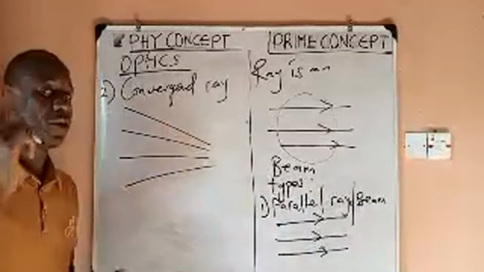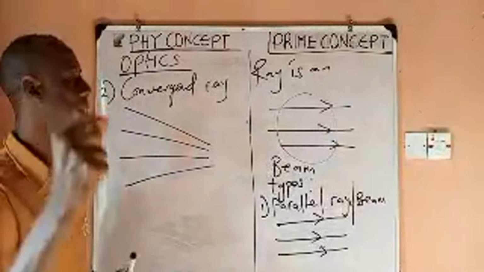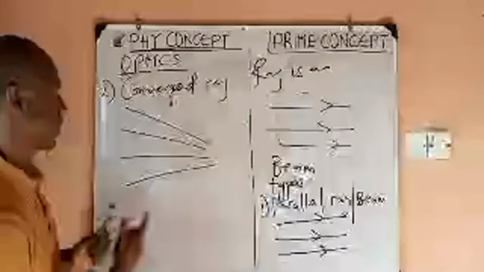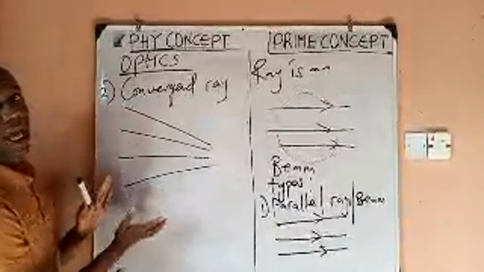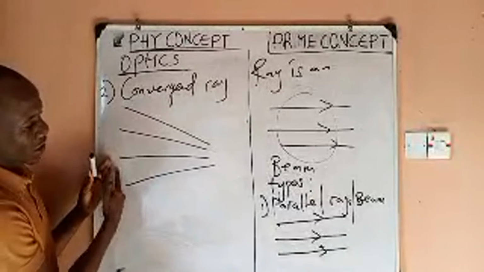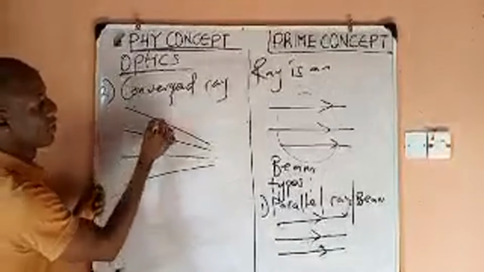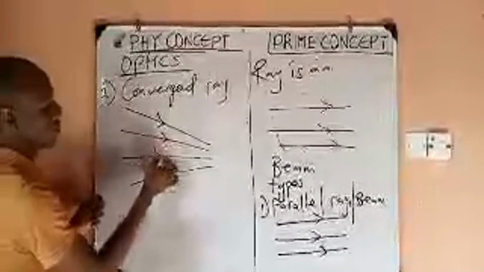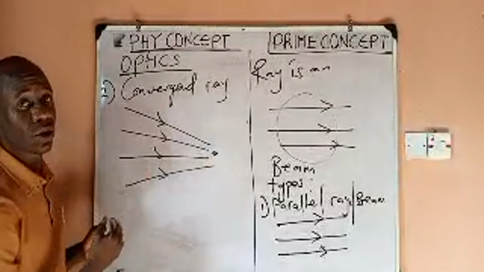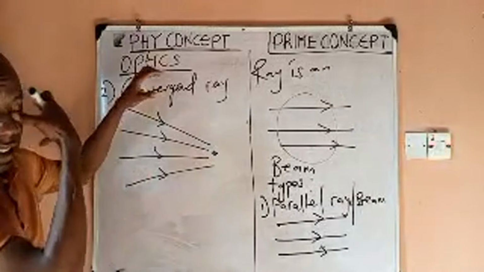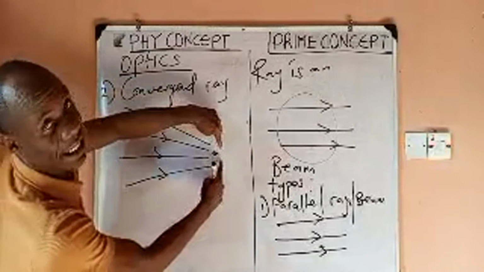Under exam, you have to be very careful. Don't just tick answers without watching the questions. When you draw something like this, it can represent both convergent and divergent. But what makes this a convergent ray is that the arrows tell you that this whole thing is moving towards a particular point. So convergent rays are rays that meet at a point.